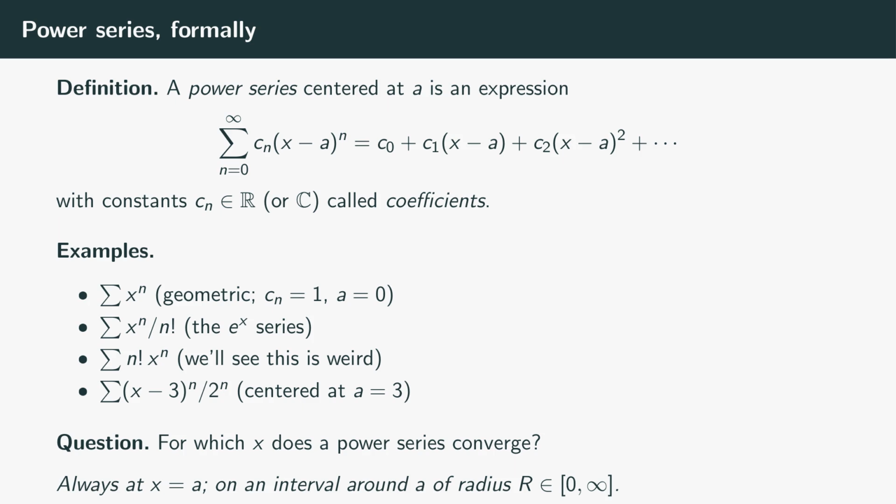Question. Fix a power series. For which values of x does it converge? At x equals a, every term except the n equals 0 term is 0, so the sum trivially equals c sub 0, so every power series converges at its center. The real question is, does it converge anywhere else? And if so, where? The remarkable answer. The set of x where the series converges is always an interval centered at a, with some radius r between 0 and infinity. Let's prove it.